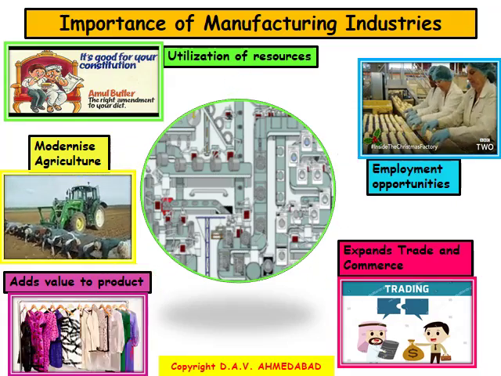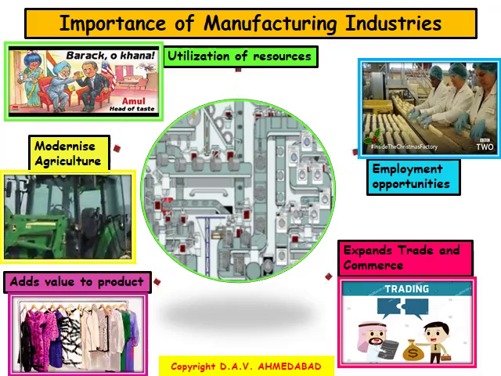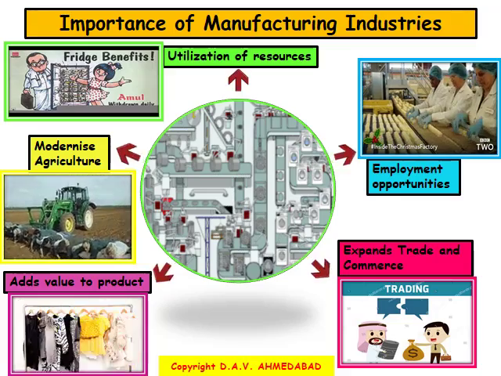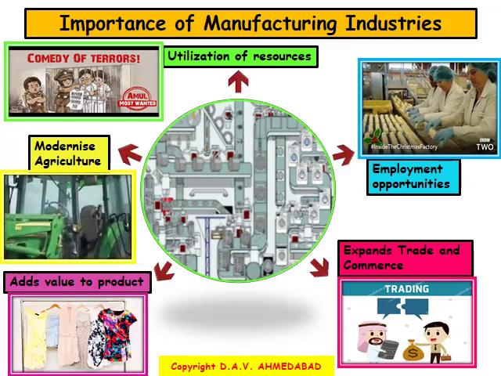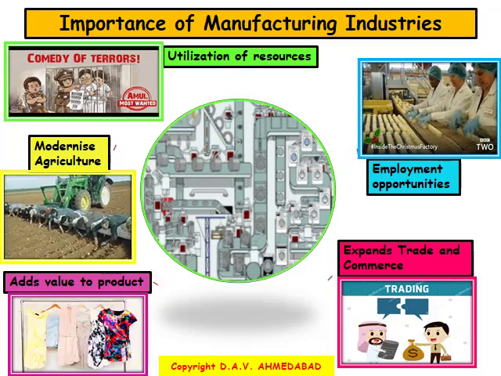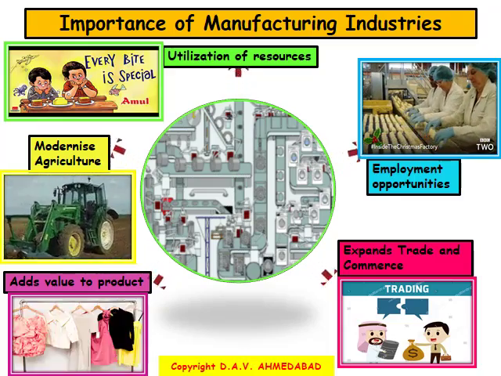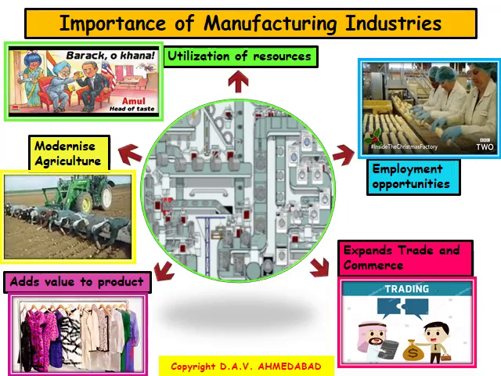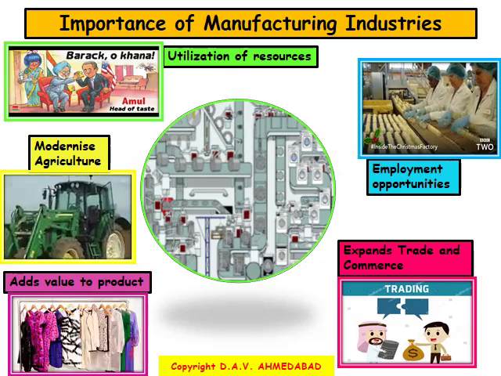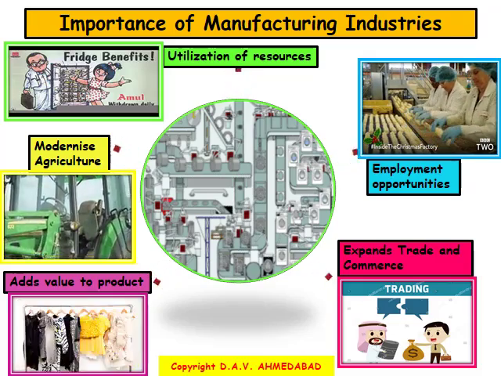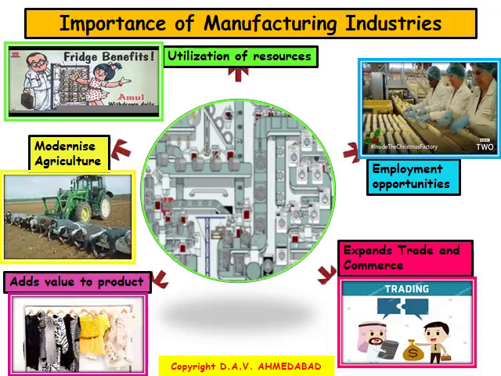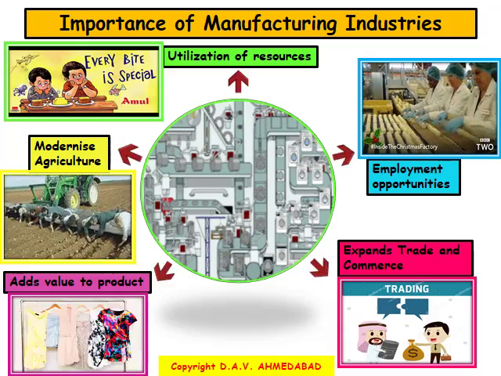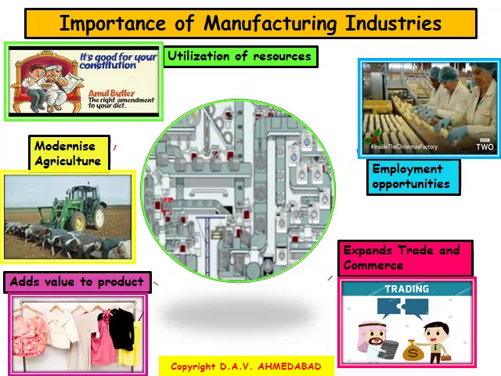Now we will cover the importance of manufacturing industries. As you can see, there are 5 importance of manufacturing industries. The first being utilization of resources. Now, you can see there is the image of Amul given here. Now, what does Amul actually deal with? Yes, milk products. So, Amul from milk, it manufactures so many milk products like milk, butter, ghee, cheese.